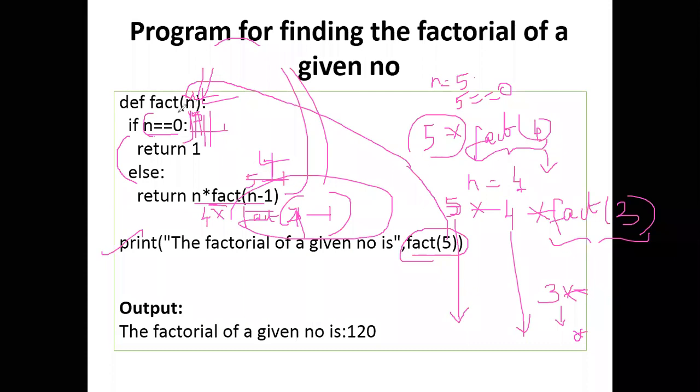Fact of 0. So 0 equal to 0. Whenever you get a 0, it will return 1. Correct.